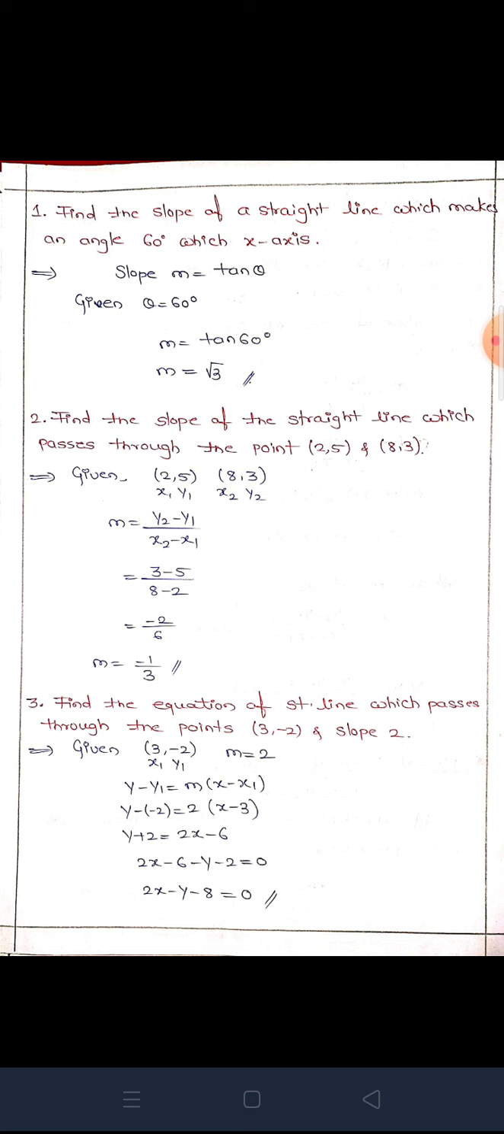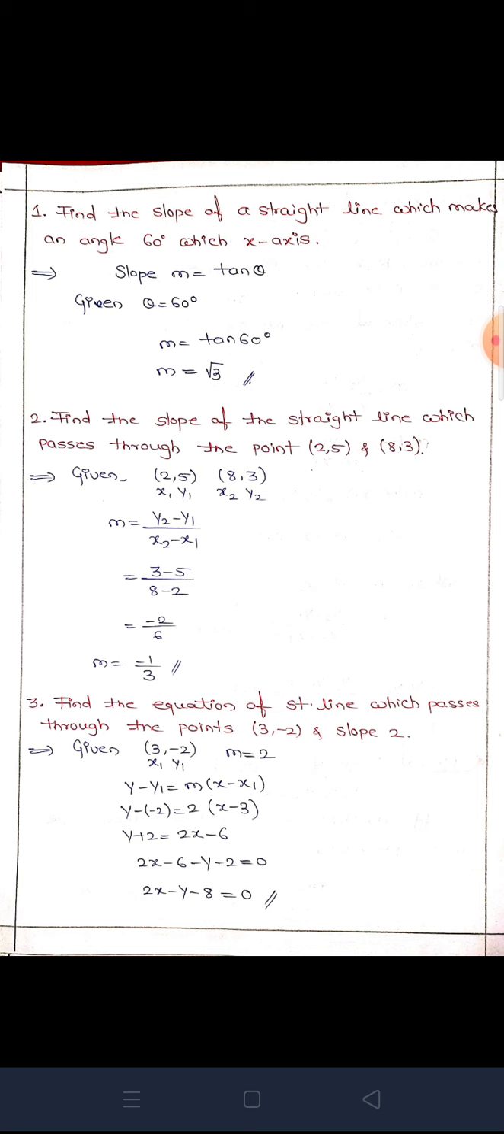Find the slope of the straight line which passes through the points (2, 5) and (8, 3). How many points have they given? 2. And you have to find the slope, that is m. If 2 points are given, the formula for slope is m is equal to (y2 minus y1) divided by (x2 minus x1). They have given 2 points, that is (2, 5) and (8, 3). So consider (2, 5) as (x1, y1) and (8, 3) as (x2, y2).